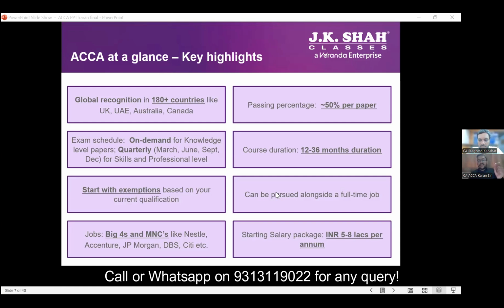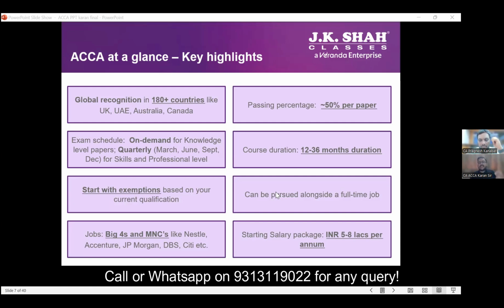in the sense that here you can give one paper at a time. So in case of chartered accountants who have to give only 4 papers, those 4 papers can also be given one at a time, and the passing percentage of those papers is approximately 50%. A 50% passing ratio on a per paper basis.